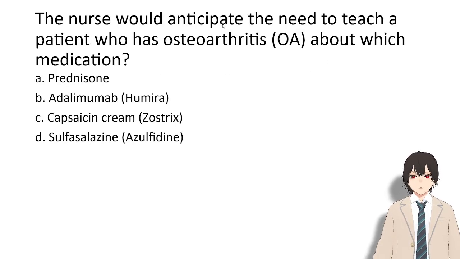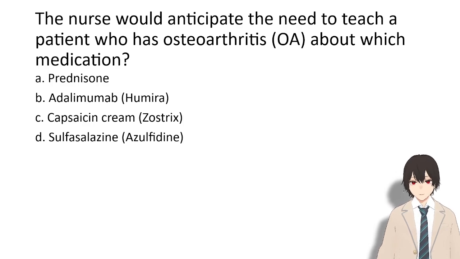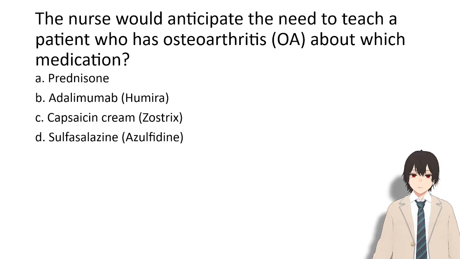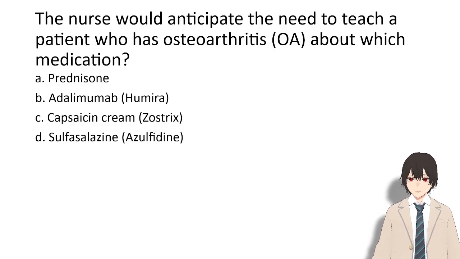So the nurse would anticipate the need to teach a patient who has OA about which medication: prednisone, Humira, Zostrox, or sulfasalazine. Now this one's a little bit tricky, so I wouldn't really worry too much about getting it. I didn't really like the question. I think this was one that a friend of mine wrote or pulled, but I didn't really agree with this one because I do feel it's kind of low yield. But anyways, the answer is going to be in 3, 2, 1.